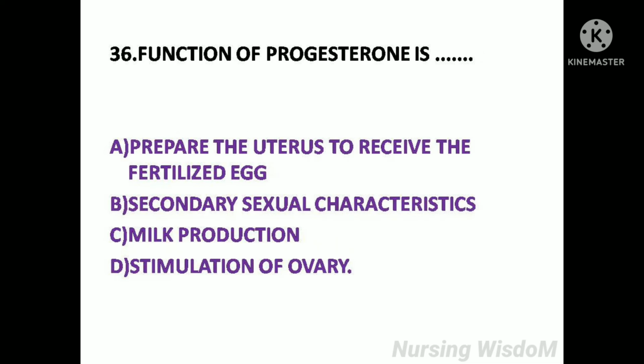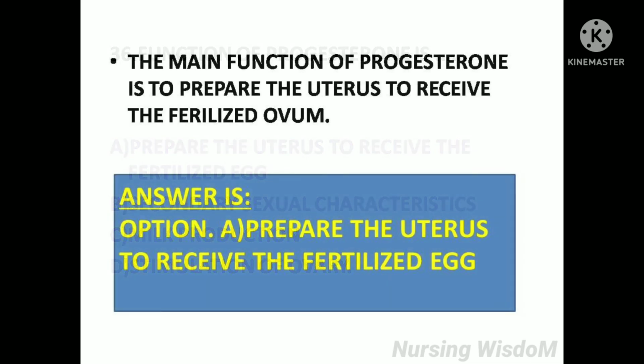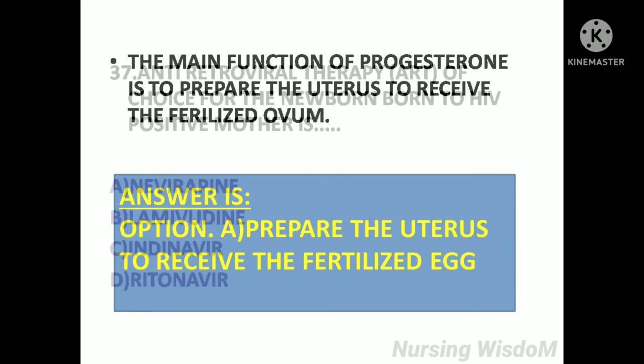Next question, function of progesterone is option A, prepare the uterus to receive the fertilized egg. Option B, secondary sexual characteristics. Option C, milk production. Option D, stimulation of ovary. The main function of progesterone is to prepare the uterus to receive the fertilized ovum. So here the answer is option A, prepare the uterus to receive the fertilized egg.